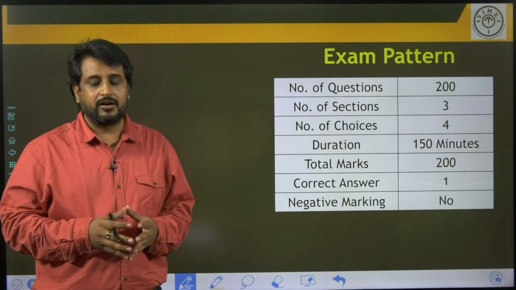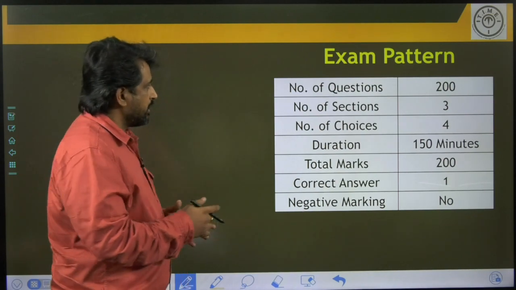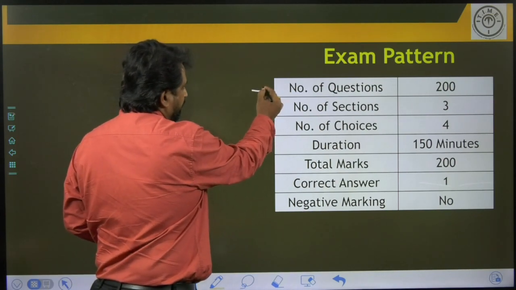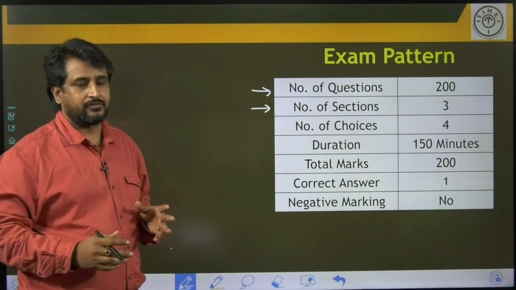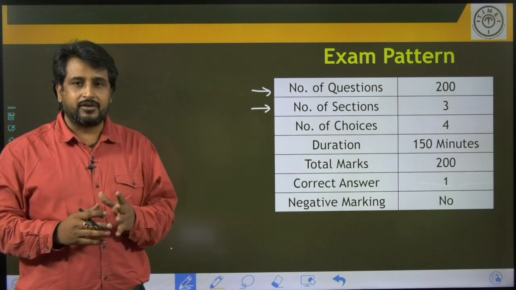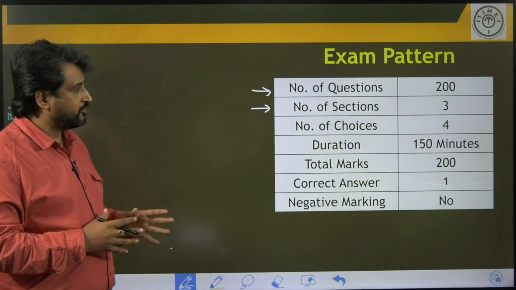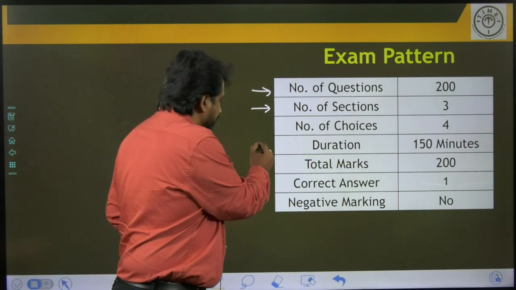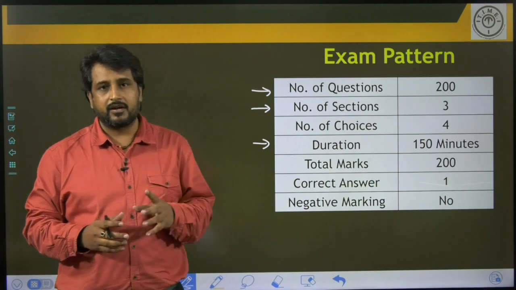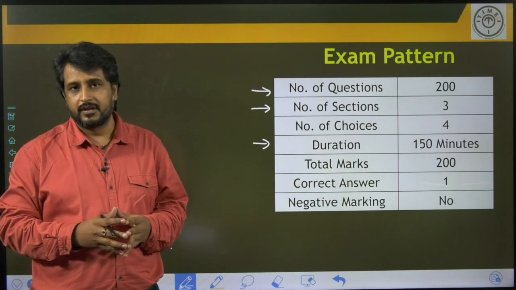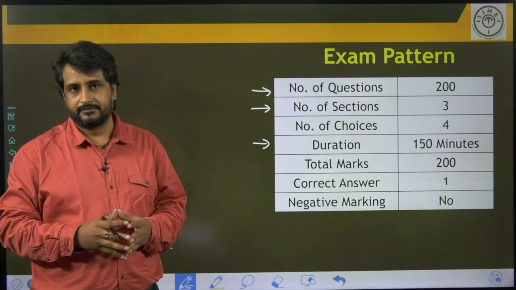You will be given a total of 200 questions, in 3 sections, with 4 choices for each question. The duration is 150 minutes, 2.5 hours. For every correct answer you get 1 mark, so the total marks are 200, and there is no negative marking.